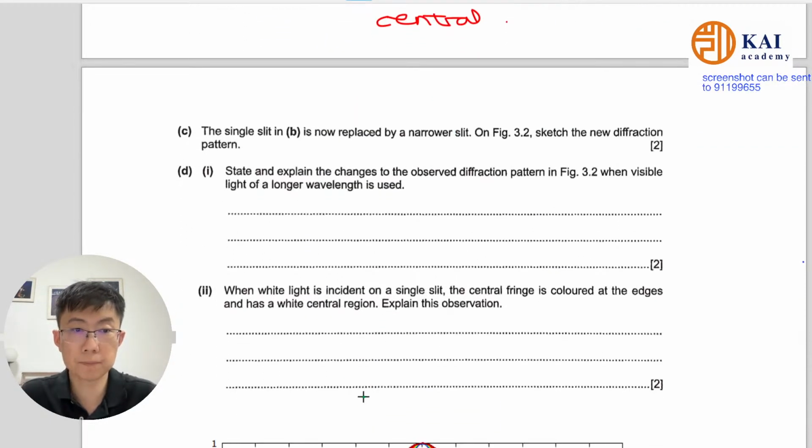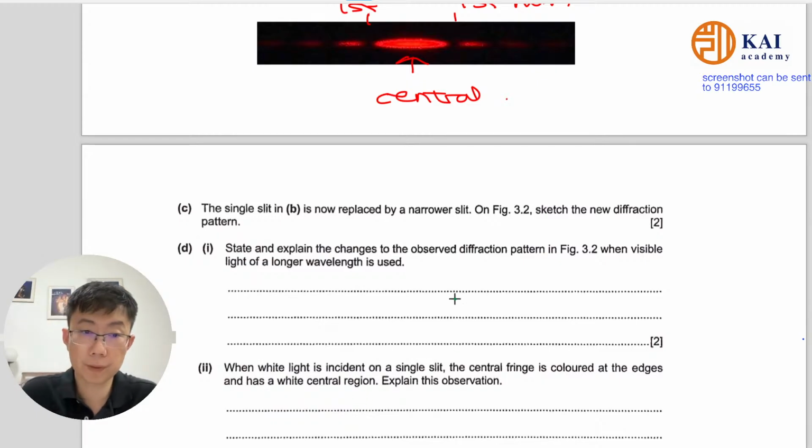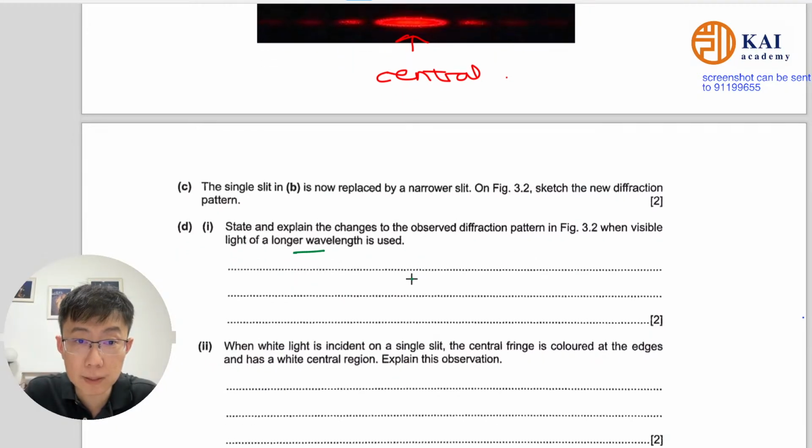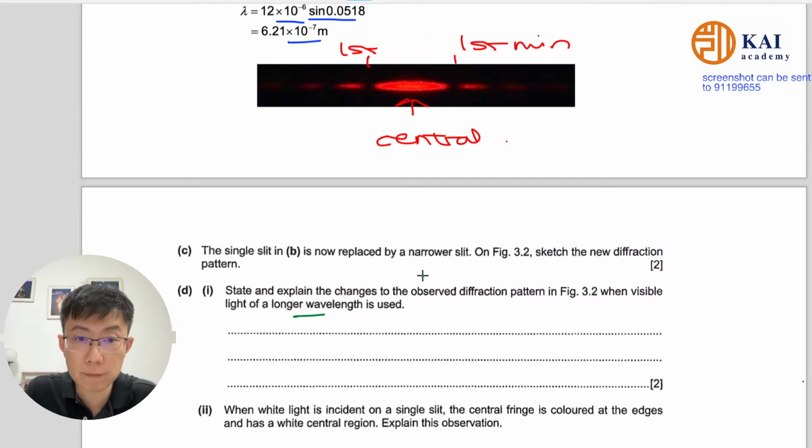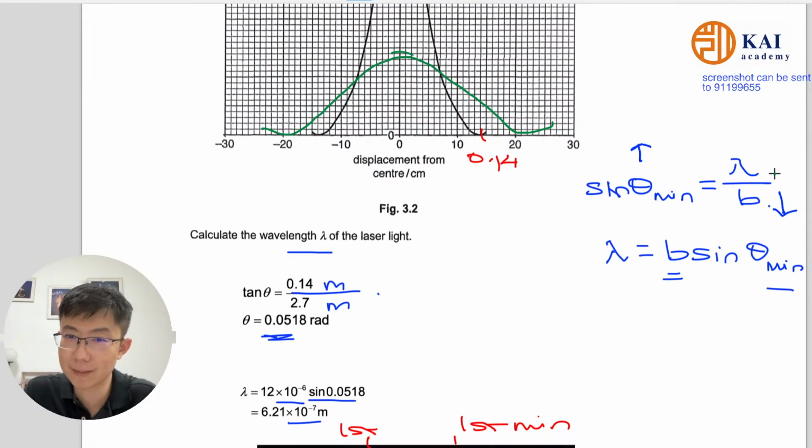Okay, so that's the answer. D part 1. State and explain the changes to the observed diffraction pattern in figure 3.2 when visible light of a longer wavelength is used. This is a change of variable that again you can use the formula to help you explain. With your wavelength increasing, your theta will also increase as well.